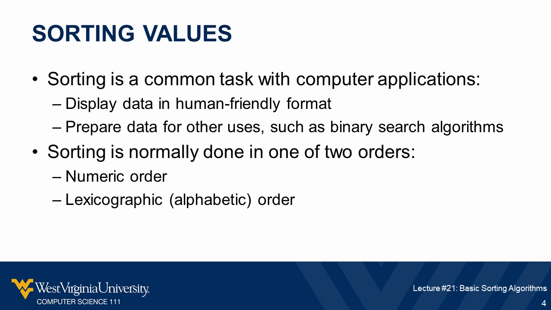Normally, we'll sort in one of two orders. There's either numeric order, where we have higher numbers or lower numbers and we sort those in order, or alphabetical or lexicographic order. And that's something that can vary a little bit depending on what language the computer your application is running on is actually set to use.